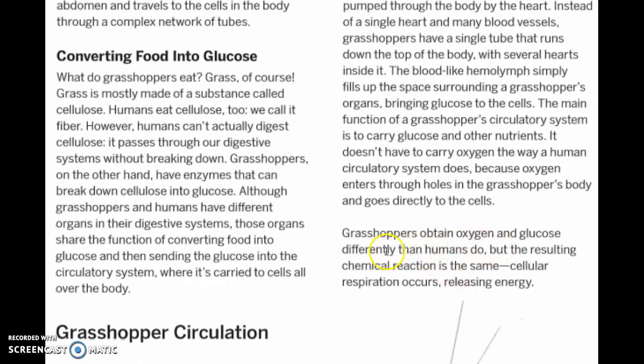Grasshoppers obtain oxygen and glucose differently than humans do. But the resulting chemical reaction is the same. Cellular respiration occurs, releasing energy. So oxygen and glucose get into the grasshopper and human's body very differently. But the same thing that they have in common is that cellular respiration to make energy occurs. So the chemical reaction of cellular respiration is the same inside these two living things.